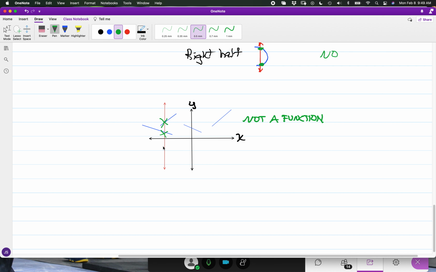Now, looking at what we have concerning functional notation.